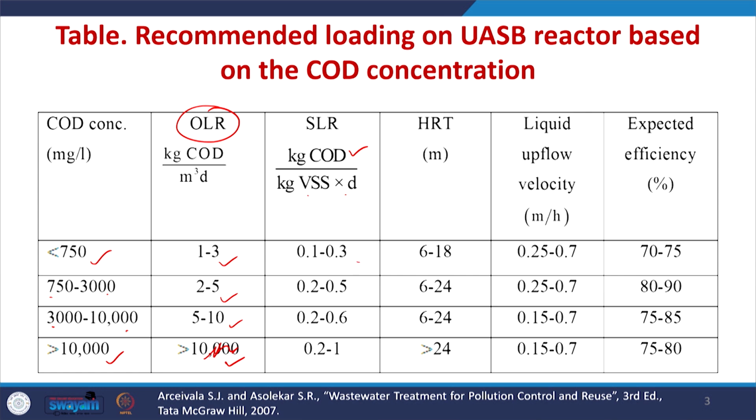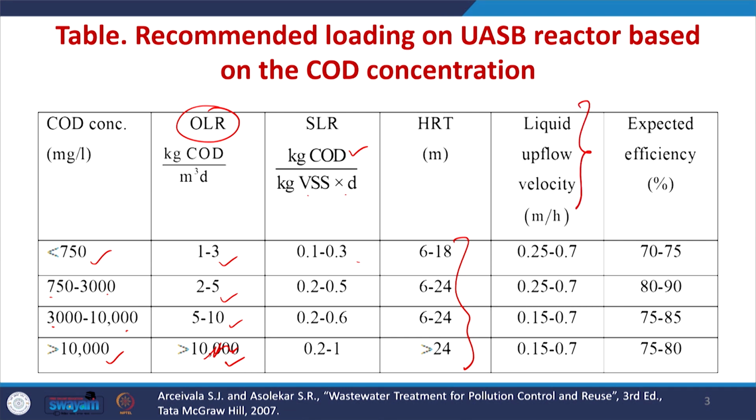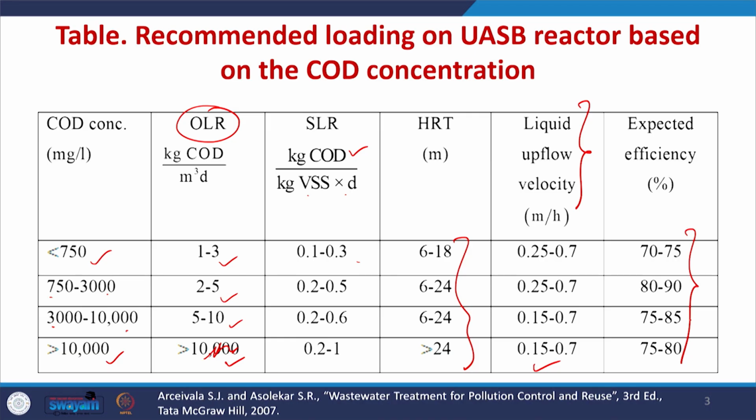The HRT, the hydraulic retention time, depending upon the COD concentration is in the range of 6 to 24, or more than 24 also. The liquid upflow velocity, which is one of the most critical parameters, varies in the range of 0.15 to 0.7. Similarly, expected efficiencies depending upon these are given. After achieving this much efficiency we still have to go for further COD removal, so that we can meet the desired effluent quality, which may be 30 milligram per liter of BOD or 100 milligram per liter of COD. So, depending upon the standards we may have to go for further treatment after the USB reactor.